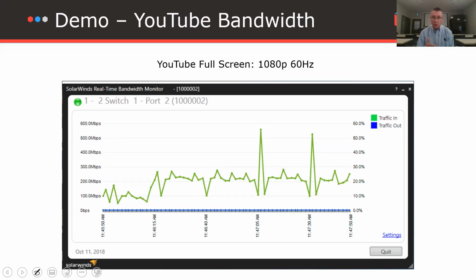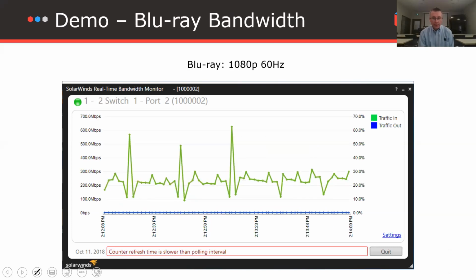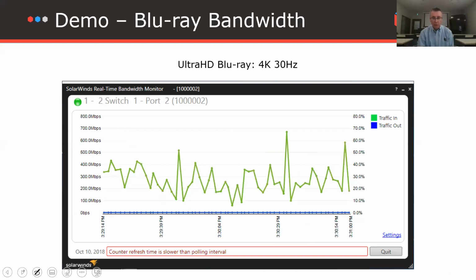Again, if I'm on my own switch with my own bandwidth, don't care. If I'm on a customer's network, care a lot. They want to know how much bandwidth we're going to use. Last two examples, Blu-ray at 1080p 60, I'm at about 250. Blu-ray at 4K 30, I can get well up into the 3s with spikes all the way to 7. So again, this is information that IT guys are going to want to know if you're putting it on their network.